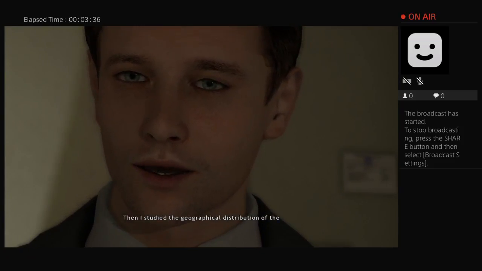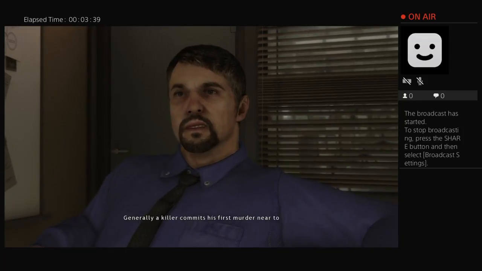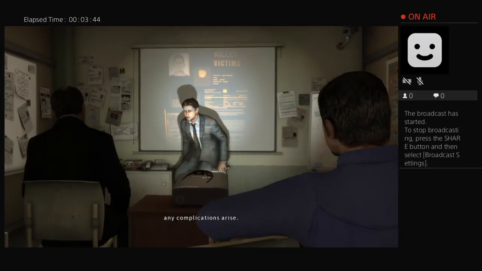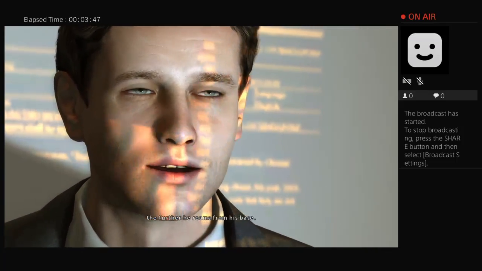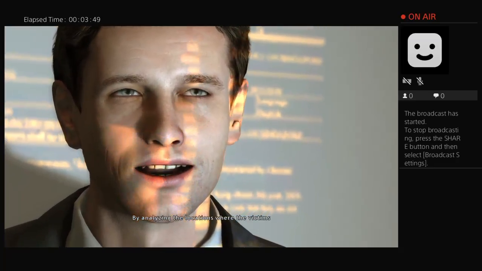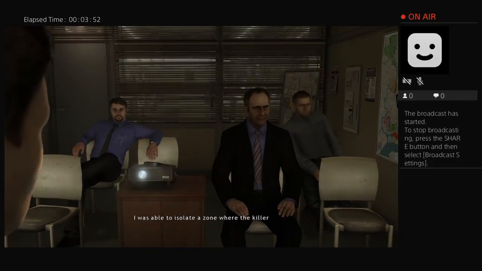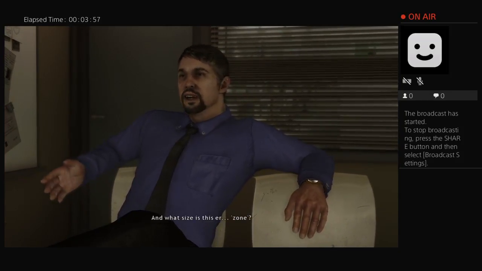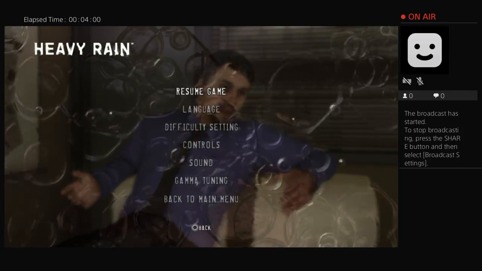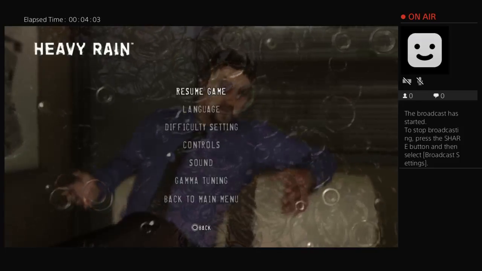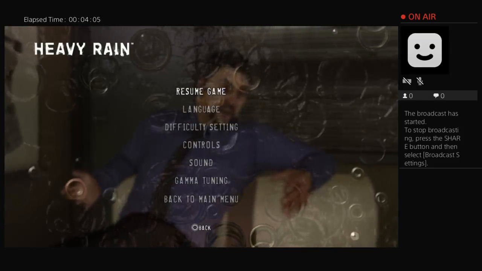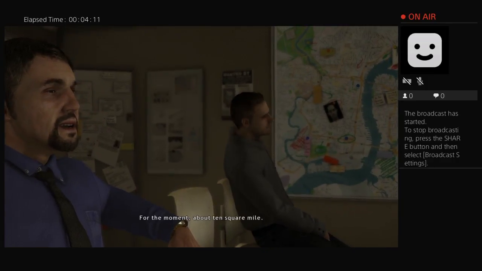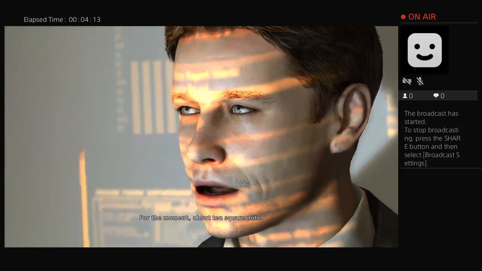Then I studied the geographical distribution of the murders. Generally, a killer commits his first murder near to where he lives, so he has a safe place to flee to if any complications arise. The more confident he becomes, the further he roams from his base. By analyzing the locations where the victims disappeared, I was able to isolate a zone where the killer might live. And what size is this zone? For the moment, about 10 square miles.